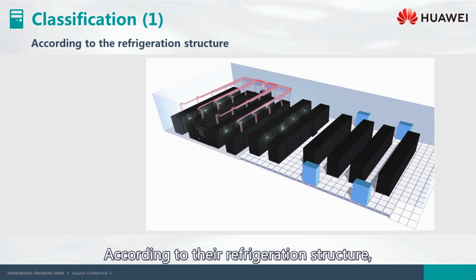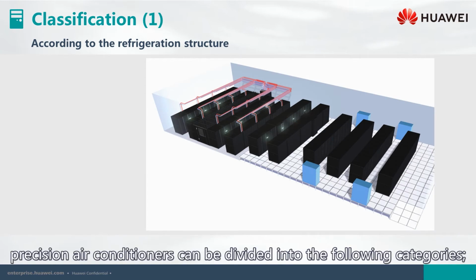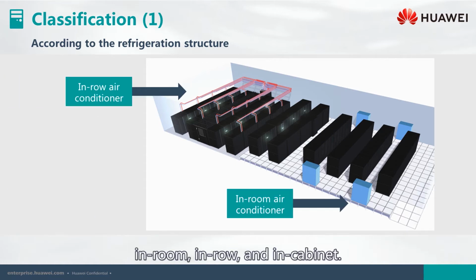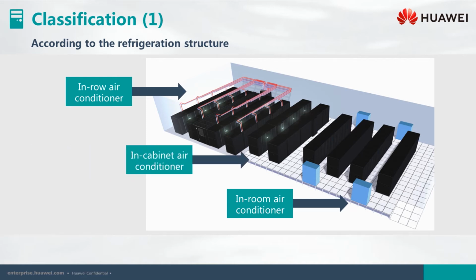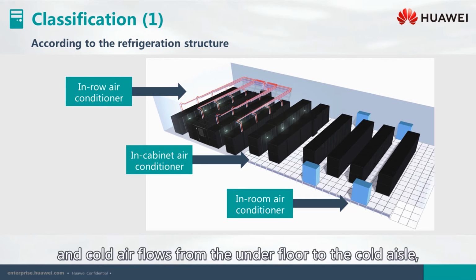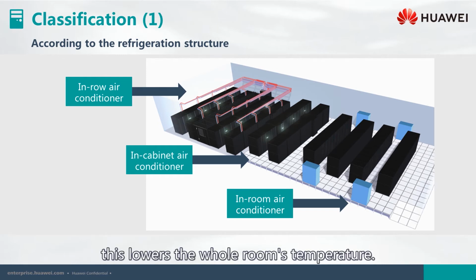According to their refrigeration structure, precision air conditioners can be divided into the following categories: in-room, in-row, and in-cabinet. What does this mean? Firstly, an in-room air conditioner works for the whole data center room. The air conditioner is installed on one side of the room, and the cold air flows from the underfloor to the cold aisle. This lowers the whole room's temperature.